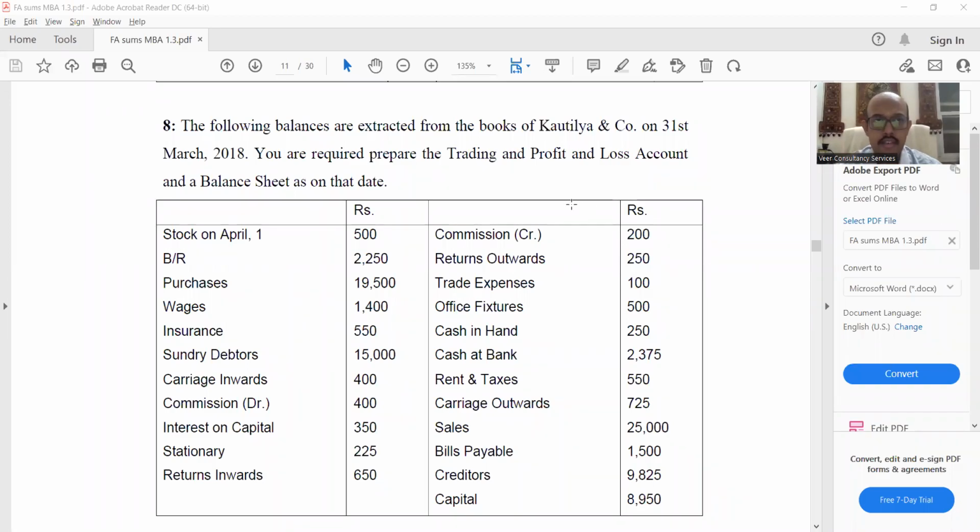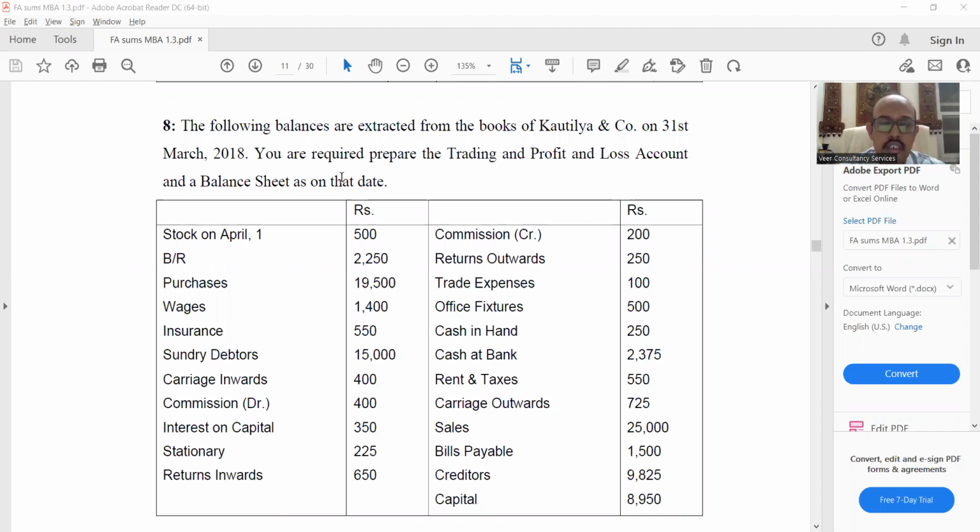Pranam. In this video, we are going to solve the sum number 8, which you can see over here. It reads like this: the following balances are extracted from the books of Kautilya and Company on 31st March 2018. You are required to prepare the trading account and profit and loss account and the balance sheet as on that day. So over here, we are supposed to prepare all the three statements.